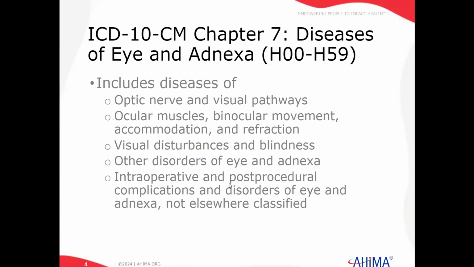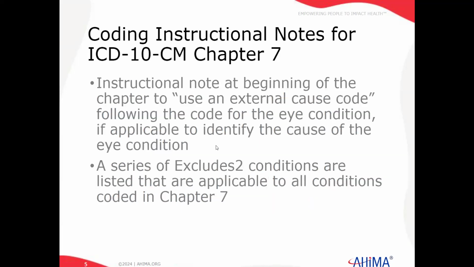Also covers, of course, the optic nerve, ocular muscles, and any intraoperative or post-procedural complications of procedures done on the eye. There are a lot of instructional notes in this chapter, things that say use external cause code, and a series of Excludes 2 conditions are also listed.